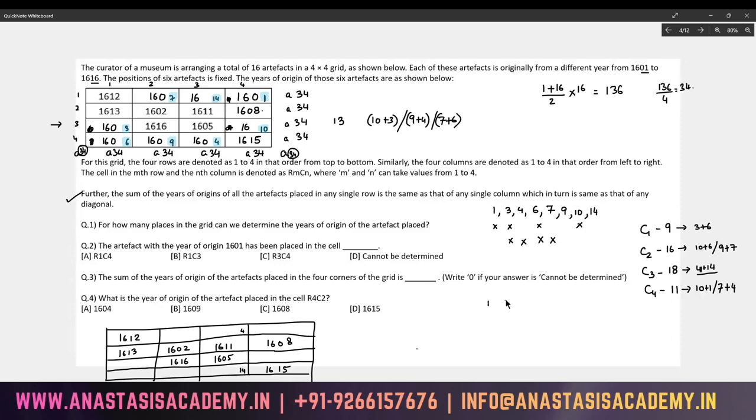Let me list down all the numbers again. 1, 3, 4, 6, 7, 9, 10, 14. If 4 goes here, 14 goes here. I have 15 plus 14, 29. I need 5 more. 4 is gone. 14 is gone. These two cells should add up to 5. 1 plus 4, not available. 3 plus 2, not available. I can't make a 5 in these two cells here, row 4, column 1 and row 4, column 2.